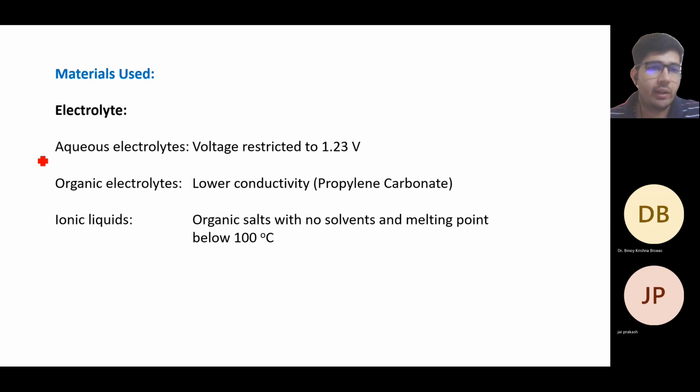For the electrolyte material, we have aqueous electrolyte, organic electrolyte, and ionic liquids. For the aqueous electrolyte, voltage is restricted to 1.23 volt. For organic electrolyte, such as propylene carbonate, conductivity is lower. And ionic liquid is an organic salt with no solvent and a melting point below 100 degrees.